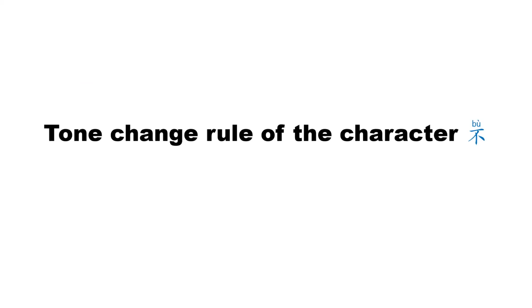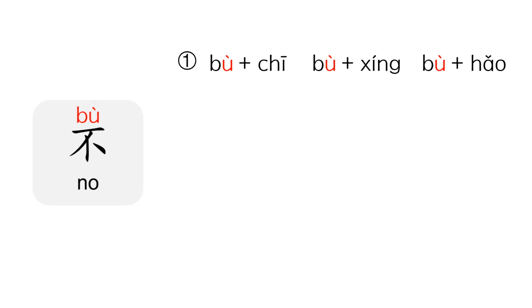Then, let's look at the tone change rule of the character bu. The character bu means no. Its basic tone is the fourth tone. When the character bu is followed by a syllable in the first, second, or third tone, its tone doesn't change. For example, 不吃, 不行, 不好. When bu is followed by a syllable in the fourth tone, it changes into the second tone. For example, 不是, 不看.